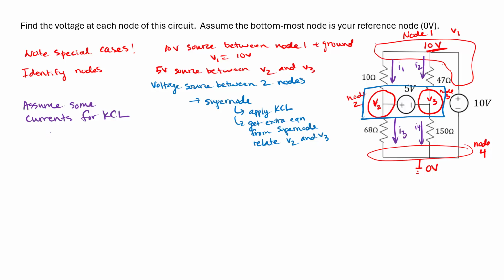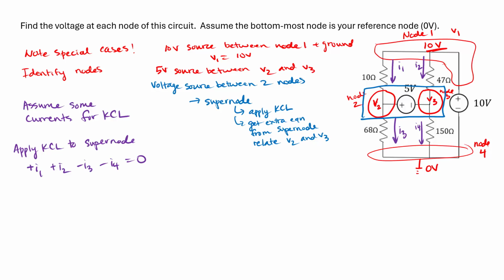Now that we have those currents, we can apply Kirchhoff's current law to the supernode. We have I1 and I2 entering, so those get positive signs. And I3 and I4 are leaving, so those get negative signs. And there's our equation.